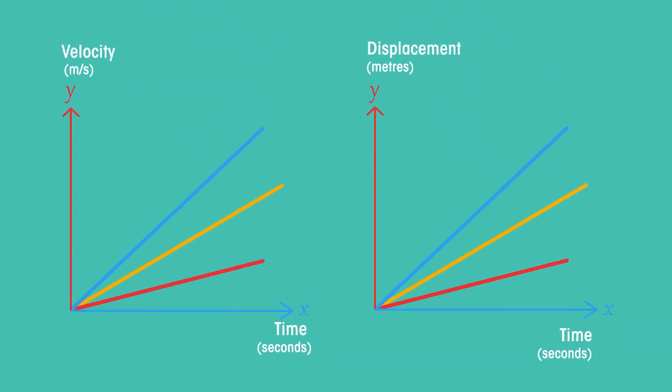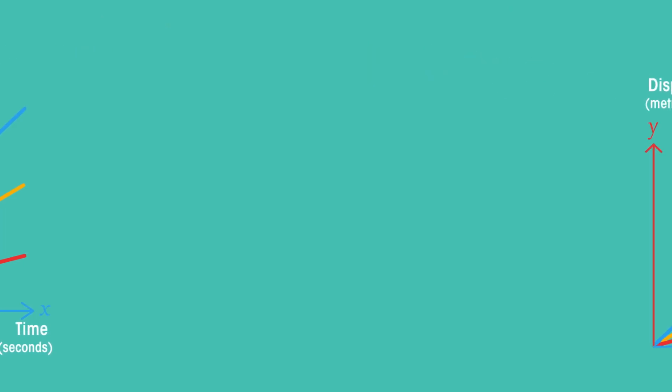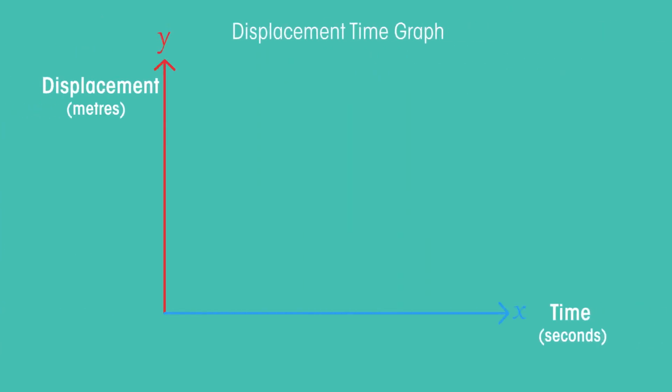Sometimes we need to plot an object's journey over time. To do this, we use displacement time graphs and velocity time graphs. Let's have a look at the displacement time graph. Notice how time goes on the horizontal x-axis at the bottom, and the displacement goes on the vertical y-axis. Time nearly always goes on the x-axis, and then what you're measuring, so the displacement in this case, goes on the y-axis. Now let's add information to our displacement time graph.